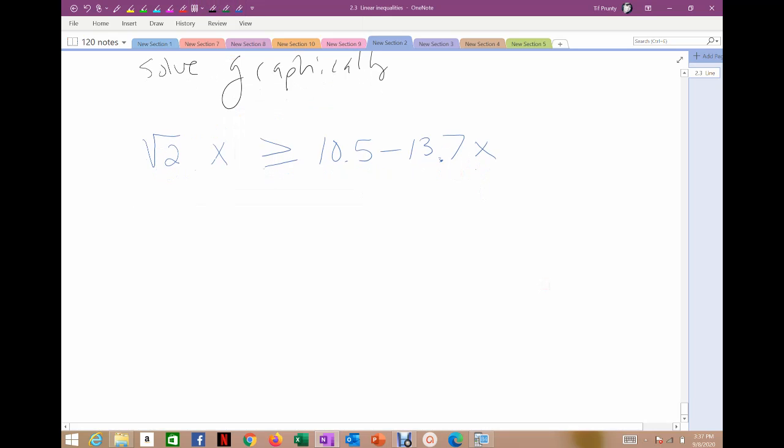Alright, I'm going to solve this graphically. So to solve that graphically, in y1, I'm going to graph the function square root of 2 times x. Make sure you know it's the square root of 2, a separate number, and we multiply by just x. And then in y2, I'm going to let be the 10.5 minus 13.7x.